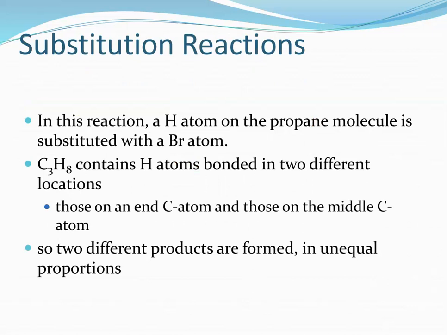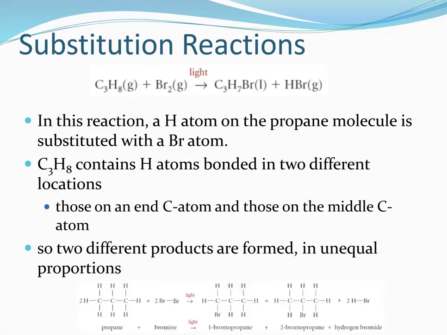In this reaction, 1 of the hydrogens is replaced by a bromine atom. The bromine can either be attached to an end atom or a middle atom. This means that there are actually 2 different possible products. Both products are produced, but in different amounts.